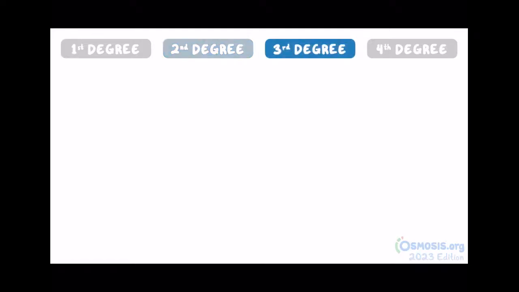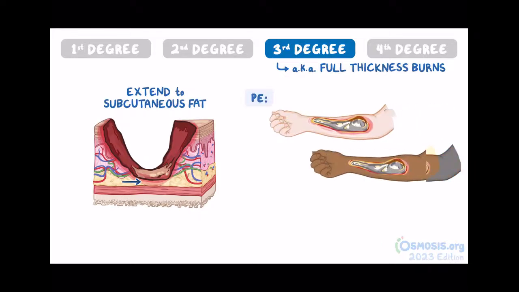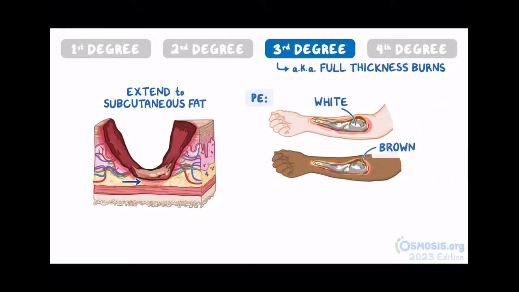Alright, let's switch gears and talk about third-degree burns. Third-degree burns, also called full-thickness burns, are deeper and extend to the subcutaneous fat. Patients usually report little or no pain due to significant nerve damage. On physical exam, the skin may appear white, brown, or charred, feel firm or leathery, and doesn't blanch with pressure.